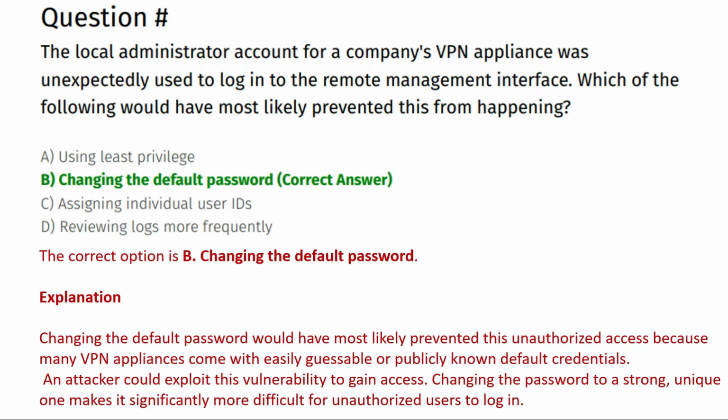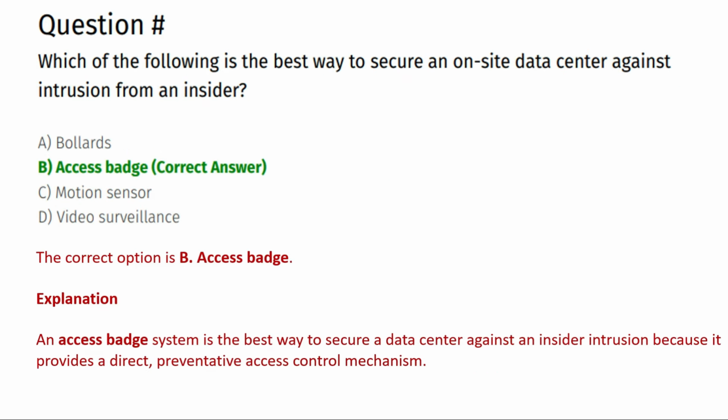So let's move to the next question. The next question is: which of the following is the best way to secure an on-site data center against intrusion from an insider? Option A, bollards; option B, access badge; option C, motion sensor; option D, video surveillance. And the correct answer for this question is option B, access badge.